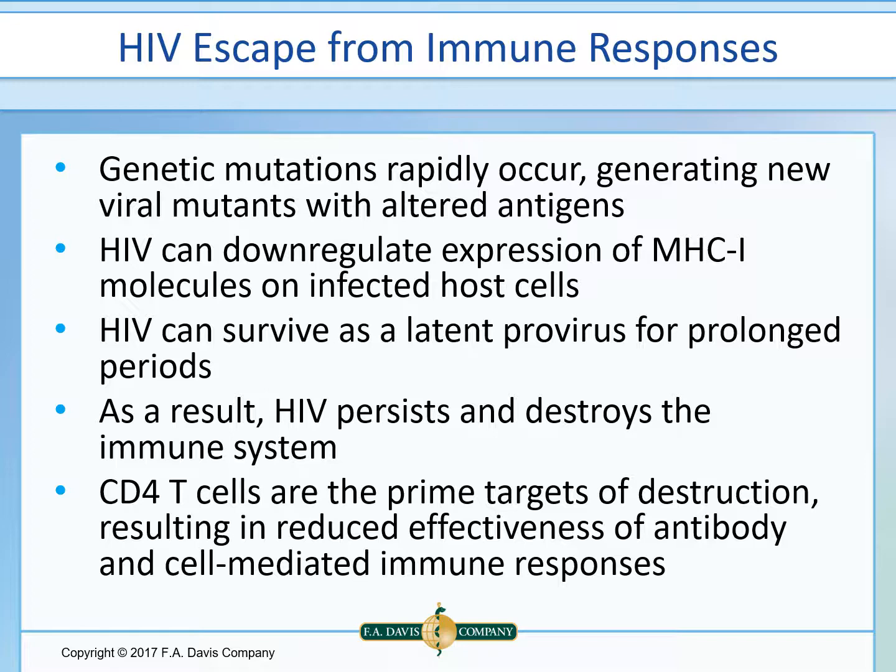HIV is a challenging infection because it has developed several escape mechanisms that help it evade the host's immune responses, and it allows the virus to persist in the body. Genetic mutations rapidly occur, generating new viral mutants with altered antigens that help the virus persist. HIV can downregulate expression of MHC1 molecules on infected host cells, and it can survive as a latent provirus for prolonged periods. HIV's genetic diversity hinders the ability of the host to mount an effective immune response, whereas the proviral state allows HIV to be undetectable and unable to replicate and induce immune responses.